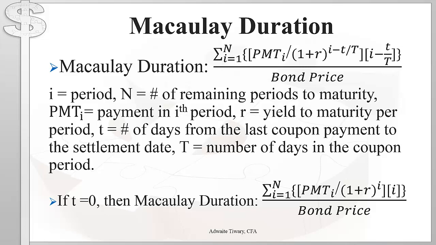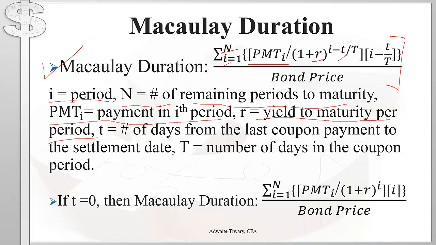Now, how do we calculate Macaulay duration? It's calculated using this rather complicated looking formula, but our example on the next slide will make things a bit easier to understand. Let's look at what all these variables mean. I is defined here. It's simply the period. N is the number of remaining periods to maturity. PMT sub I is the payment in the ith period. R is simply the yield to maturity per period.